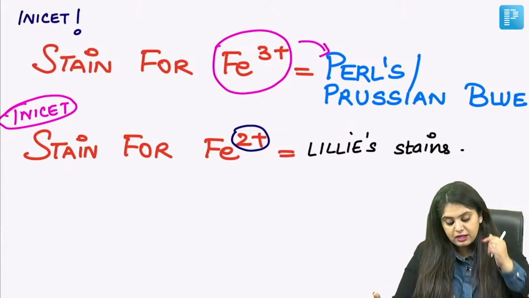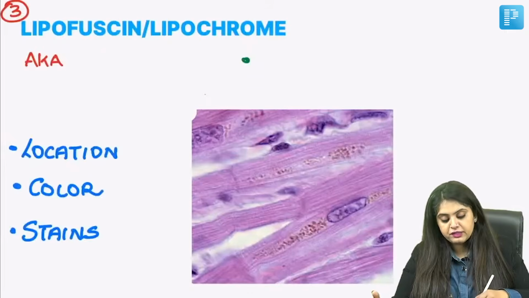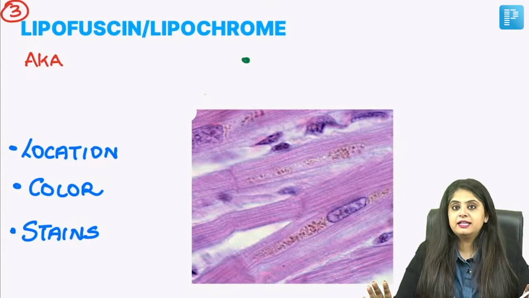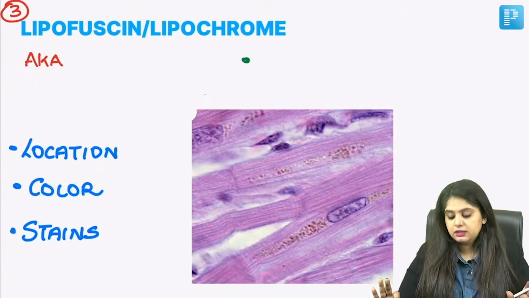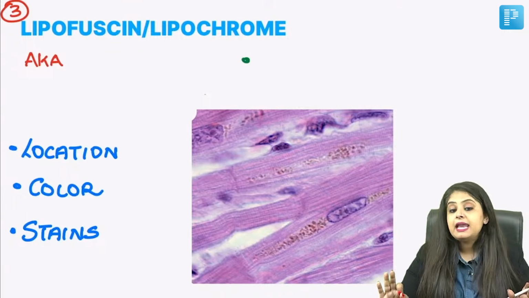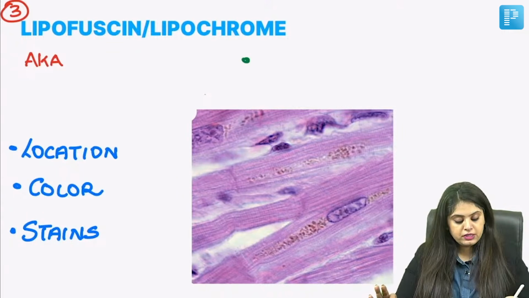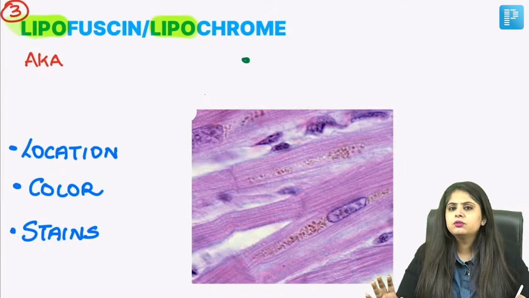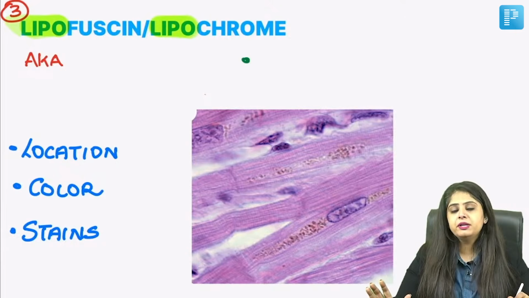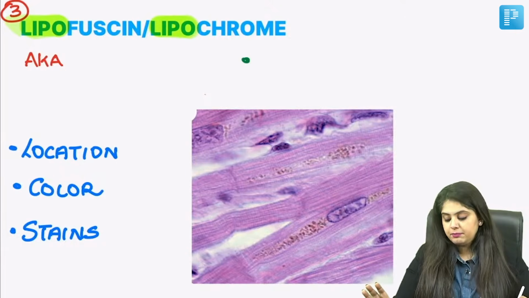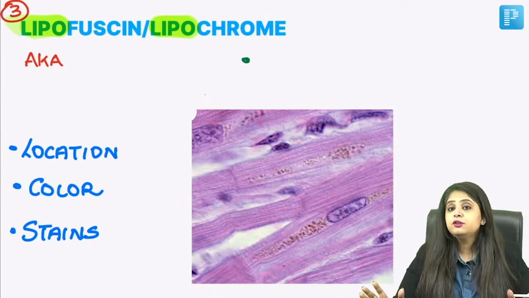Okay. So coming back, we are done with the second pigment also, that is hemosiderin. Now coming to the third pigment, and that is going to be lipofuscin. Lipofuscin has so many names. Lipofuscin, lipochrome. Can you see something common? Lipo word is common. Lipo refers to what? Fat. Something to do with fat has come.